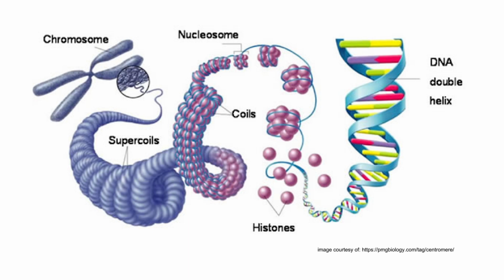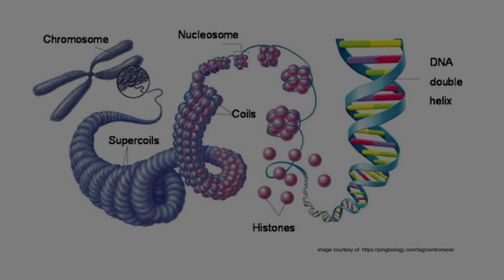A, C, G, and T have specific patterns of hydrogen bonding that enable A to bond to T and C to bond to G. And this gives you the classic double helical structure of DNA that you've all seen.